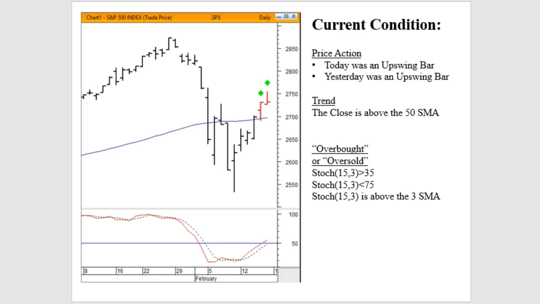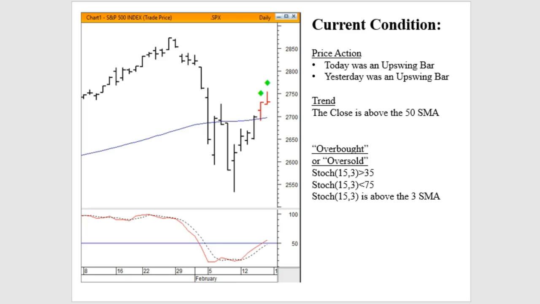All 3 reports pertain to the current market condition, and we define current market condition in terms of 3 dimensions: price action, trend, and then the overbought oversold indicator, stochastics. In terms of price action, we had 2 consecutive upswing bars lately.